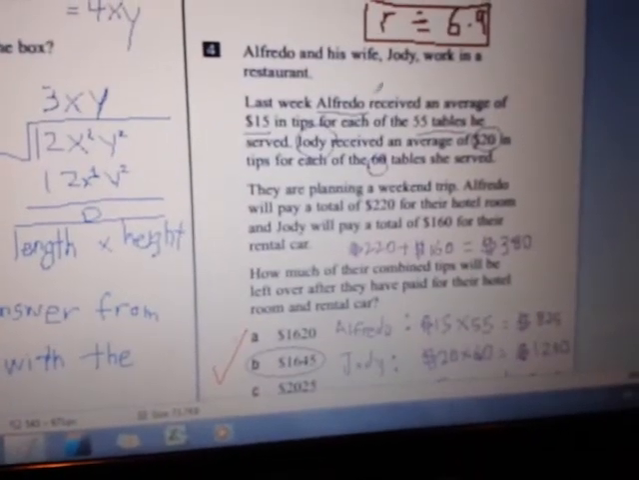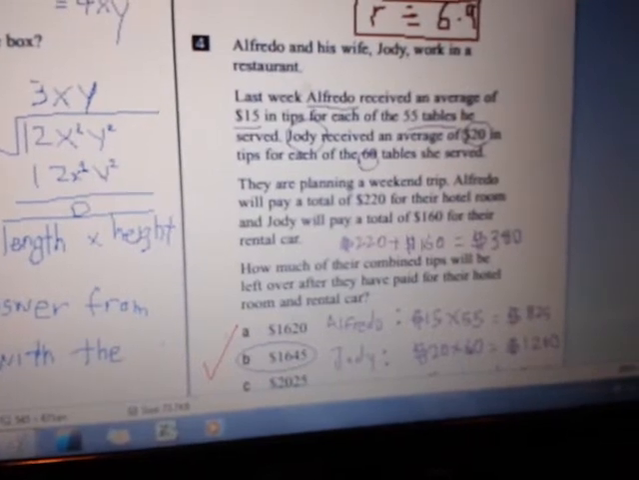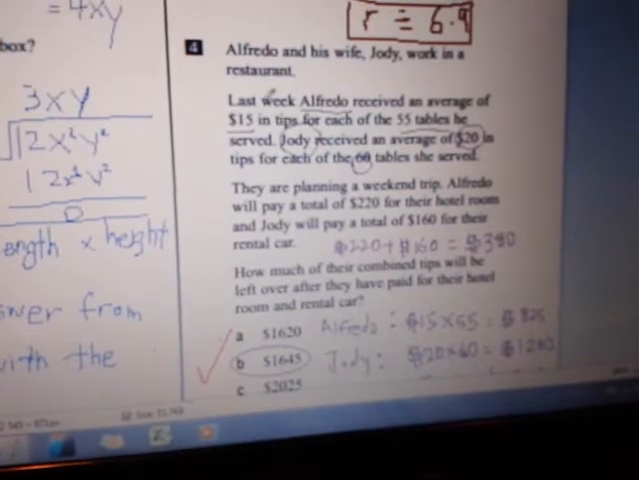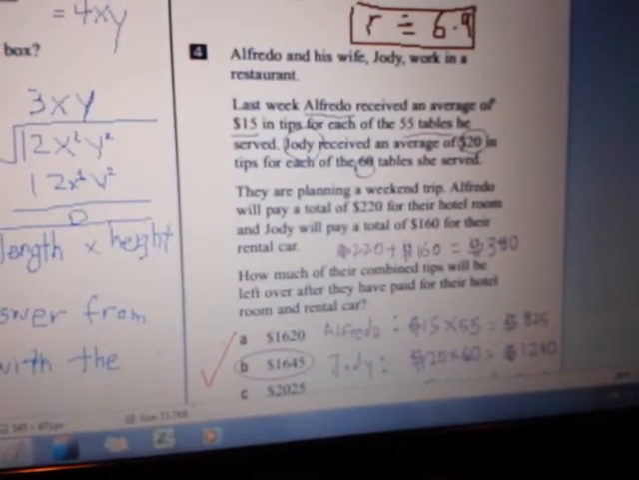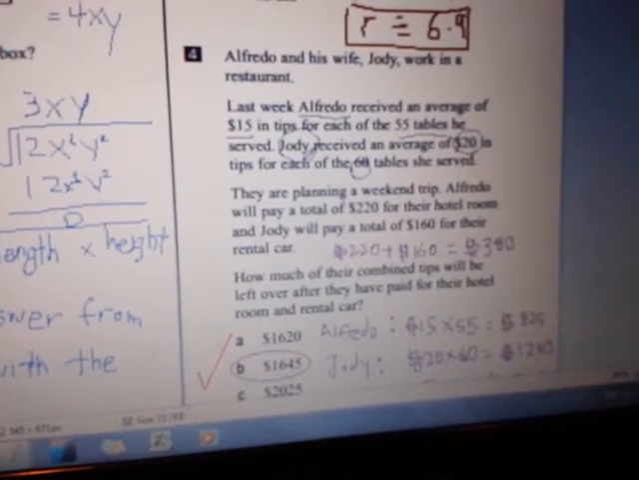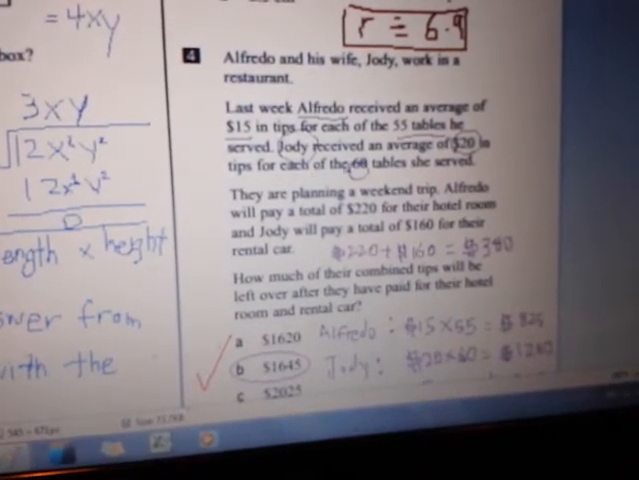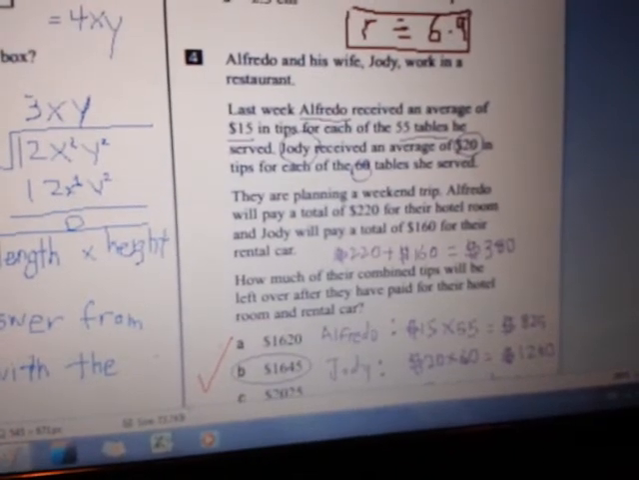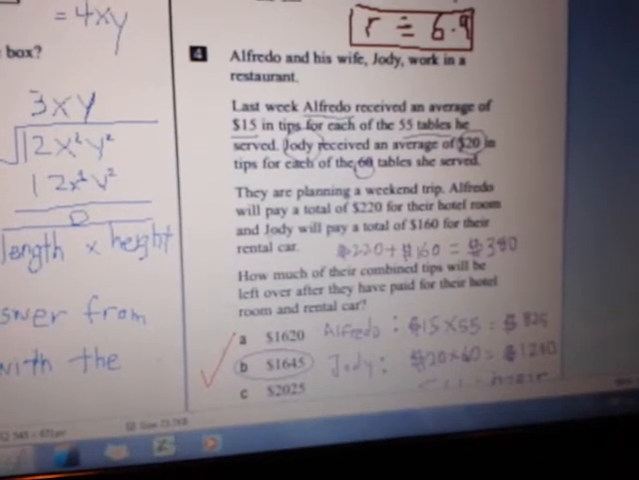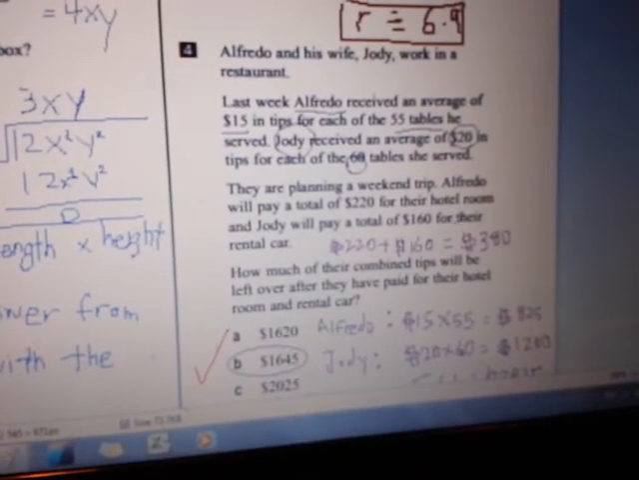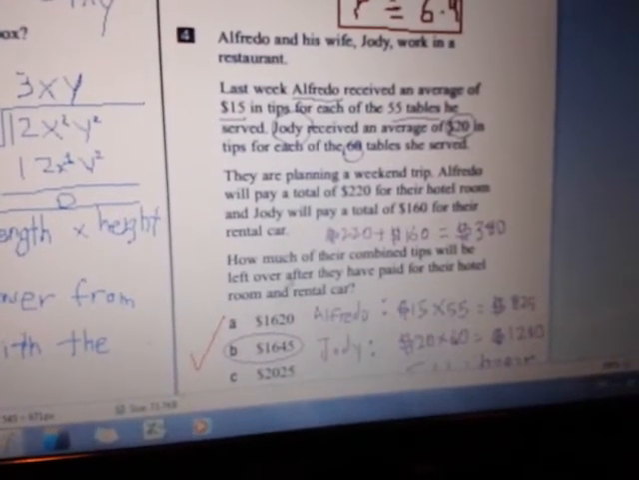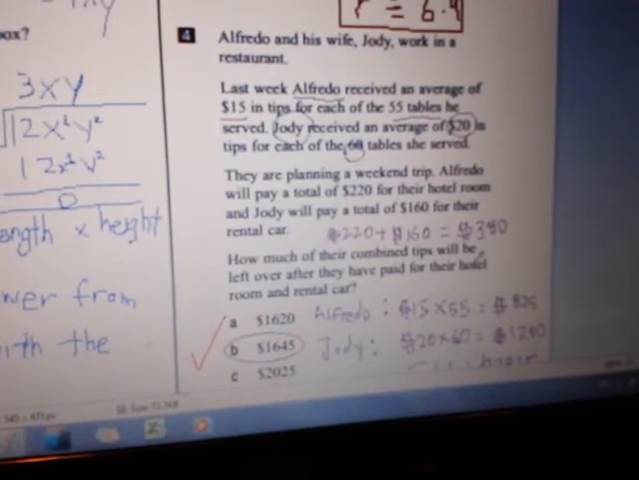And finally, question 4. So Alfredo and his wife, Jody, work in a restaurant. So last week, Alfredo received an average of $15 in tips for each of the 55 tables he served. Jody received an average of $20 in tips for each of the 60 tables she served. They are planning on a weekend trip. Alfredo will pay a total of $220 for their hotel room, and Jody will pay a total of $160 for their rental car. So how much of their combined tips will be left over after they have paid for their hotel room and rental car?